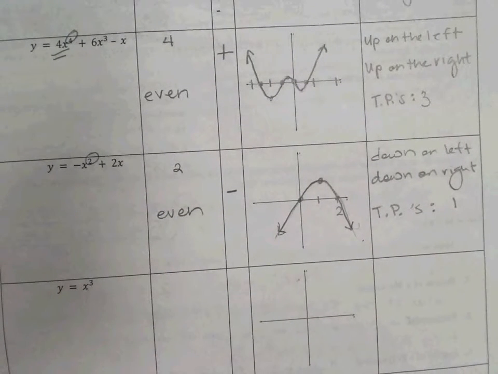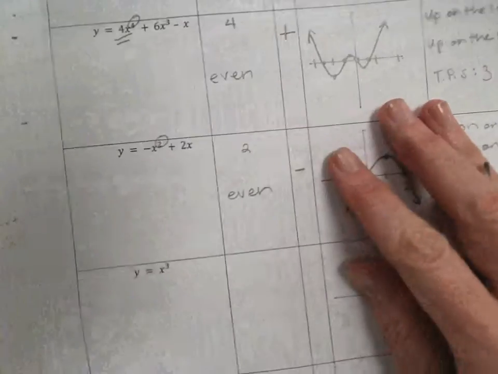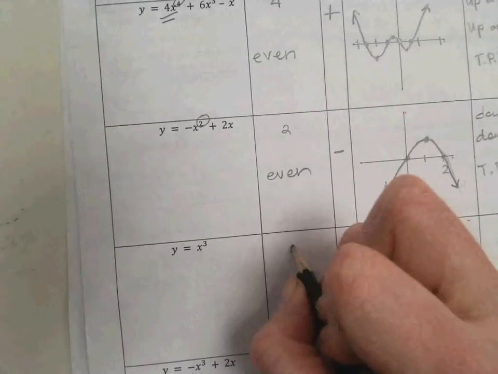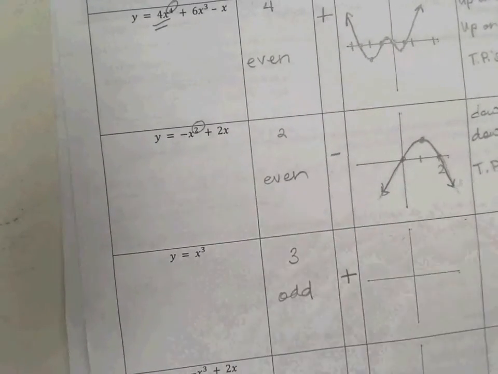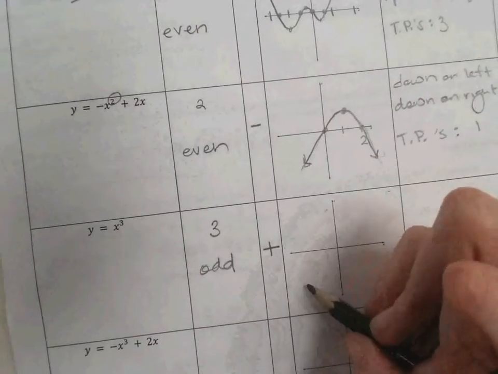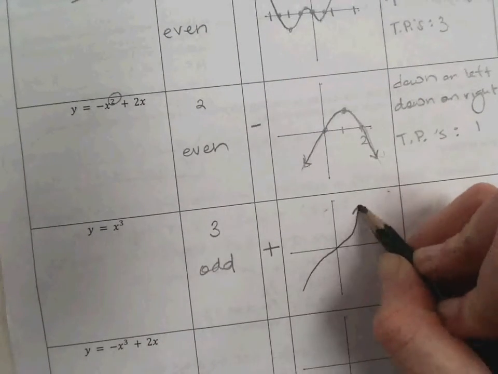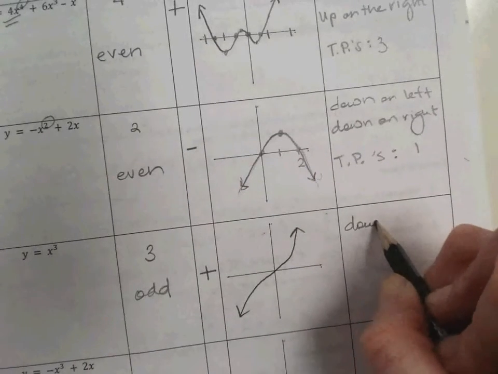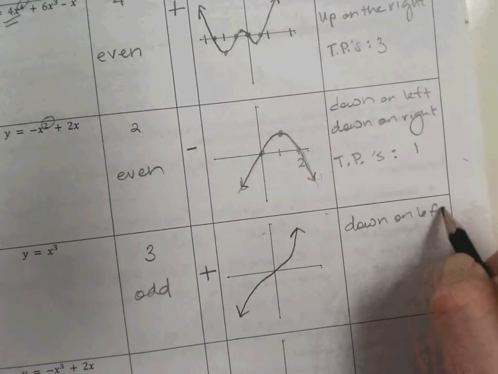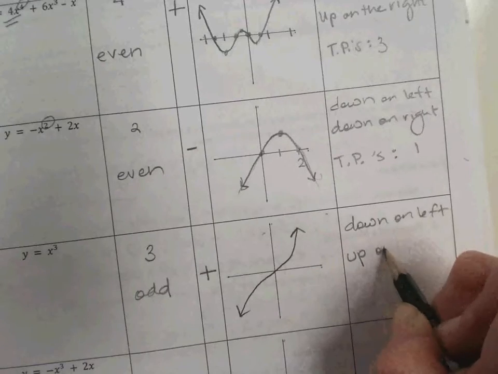Next, y equals x cubed. Try graphing that one. Notice that this is degree 3, which is odd, and it's positive. Looks a little bit like this, which is down on the left, but up on the right.